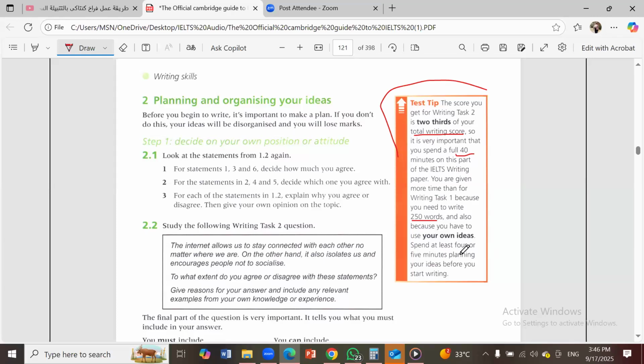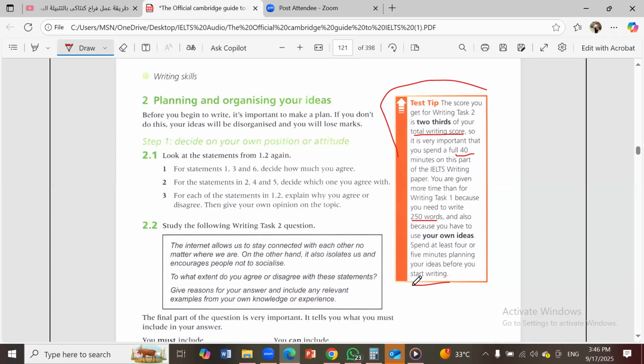It's harder than task 1. You have to spend at least 4 or 5 minutes planning your ideas before you start writing. You have to have a draft to organize your ideas before you start writing. Don't start writing directly because you will make many mistakes and you will distort your paper if you cancel with your pen so many letters and so many words.